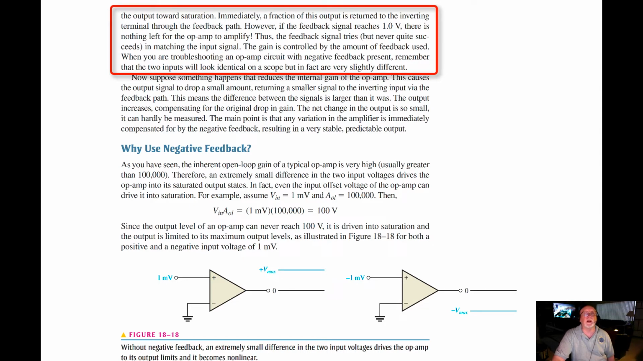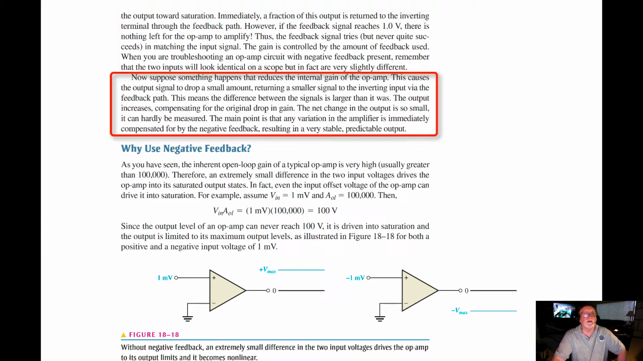When you're troubleshooting an op amp circuit with negative feedback present, remember that the two inputs will look identical on a scope, but in fact they are slightly different. Now suppose something happens that reduces the internal gain of the op amp. This causes the output signal to drop a small amount, returning a smaller signal to the inverting input via the feedback path. This means the difference between the signals is larger than it was. The output increases, compensating for the original drop in gain.